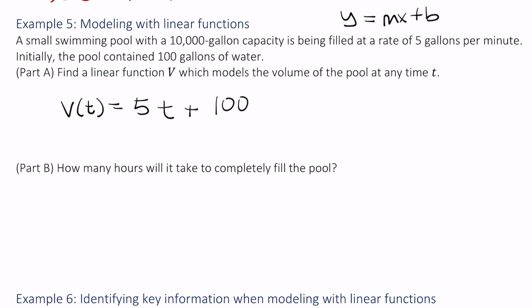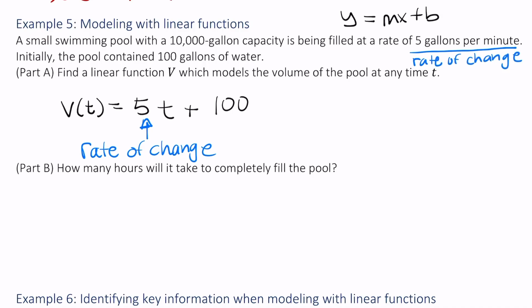So there we go. I'll label these things just to make it really clear what everything is. This is the rate of change, and we got that here. This is our rate of change right here. And then our y-intercept is here. This is our y-intercept, and we tease that out from here. This is the y-intercept.